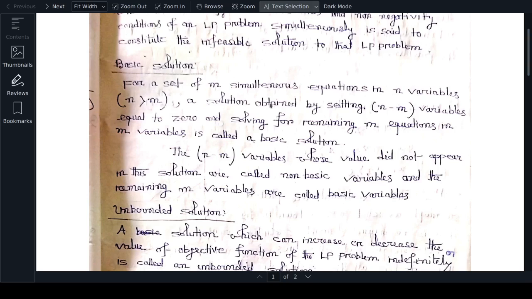Yes, sir. Then, suppose you consider x3 equal to 0, we get the values of x1 and x2. Then these variables are called the basic variables, and this solution gives us the basic solution. So everyone clear or not? Yes, sir.